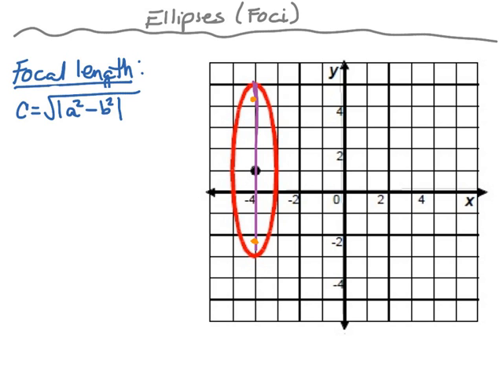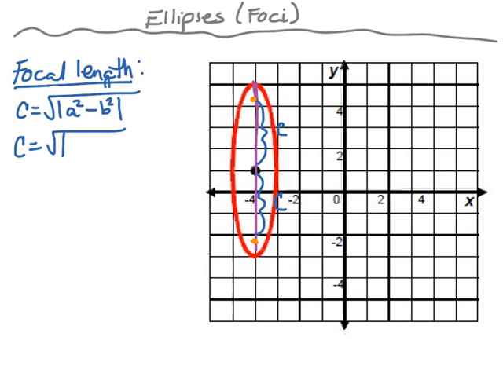What we're going to need to do to find these 2 points is find something called the focal length, the distance from the center to these 2 points. Again, we call that C. This distance is also the focal length. We're calling it C. Alright, so to find C, or the focal length, we're going to have to use this formula: C equals the square root of the absolute value of a squared minus b squared.